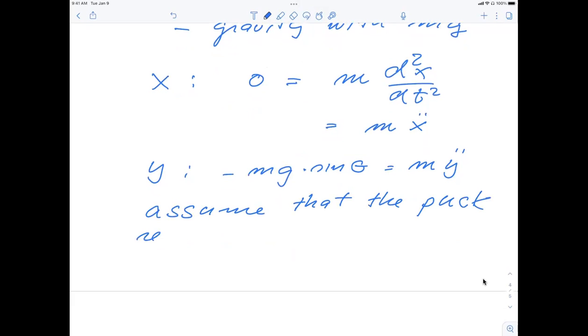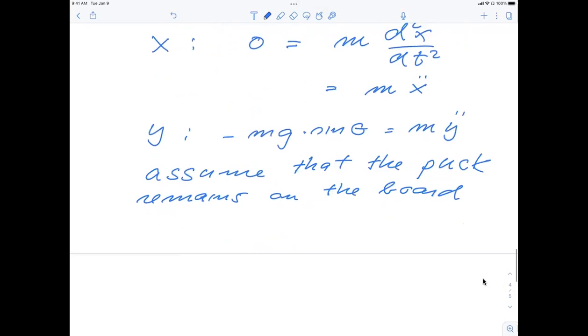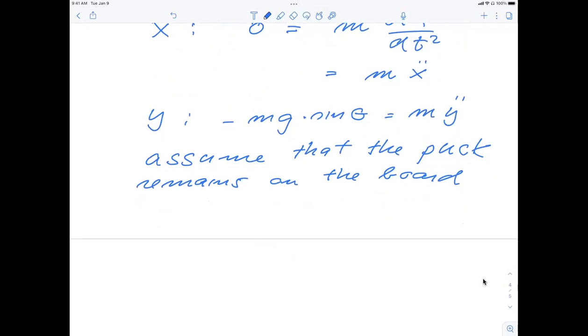It remains on the board here. So that means that since it remains, what we would have then is a gravitational force which acts on it, and there is a normal force from the board, and the two cancel each other because the object doesn't leave it. So this has a consequence.